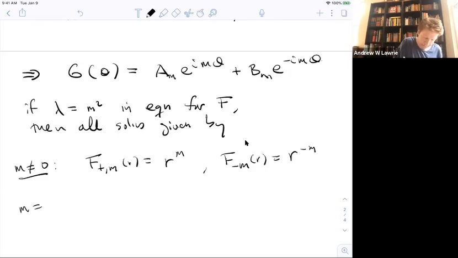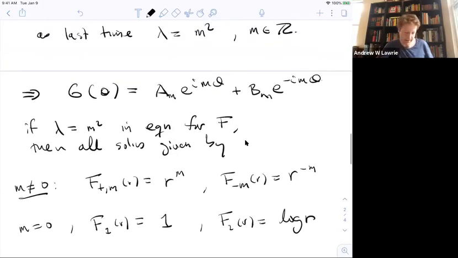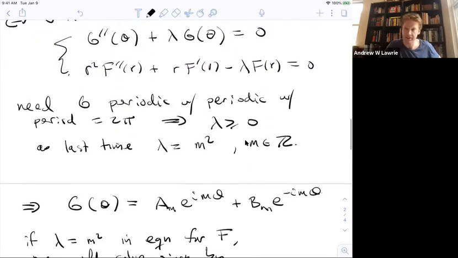If m equals 0, then f1 of r is equal to 1, and f2 of r is equal to log r. So linear combinations of these constitute all of the solutions to the equation for f in the case where lambda is equal to m squared.